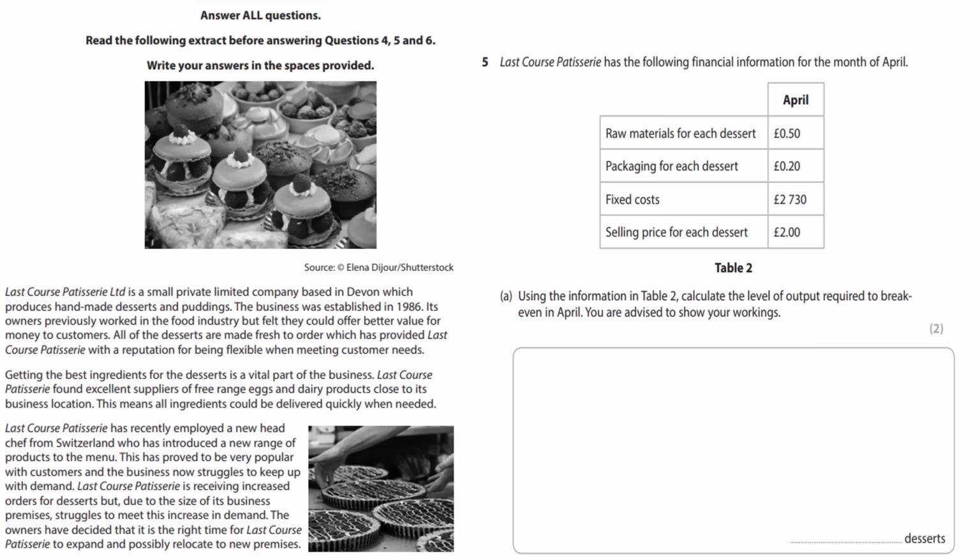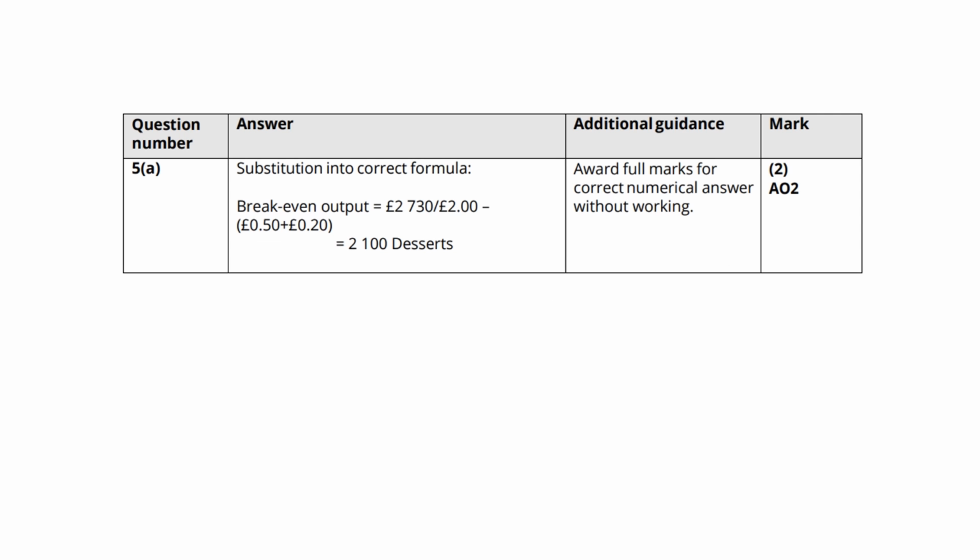Please do show your workings, because even if your final answer is wrong, but your workings were correct and just at the very end you made an error, you can still get 1 mark. So please do show your workings. Let's take a look at the answer. You can see the workings there. The final answer is 2,100 desserts.